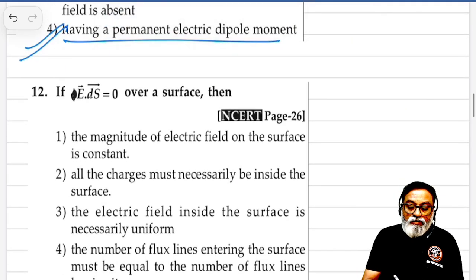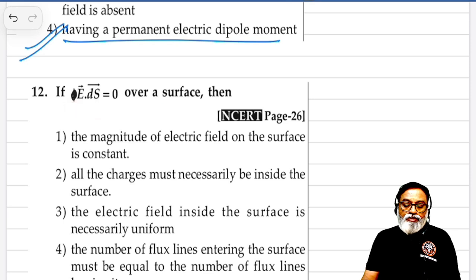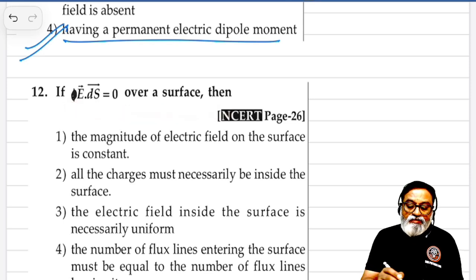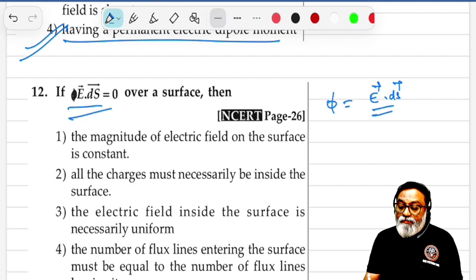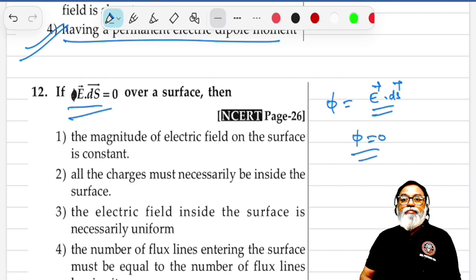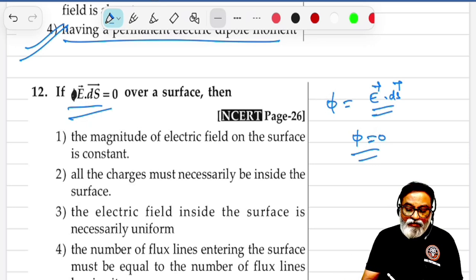Next, the 12th one. If E bar dot ds bar is equal to 0 over the surface, E bar dot ds bar is nothing but flux. Flux is equal to E bar dot ds bar. Therefore, E bar dot ds bar being 0 means flux is equal to 0. Flux 0 means the number of lines entering is equal to the number of lines leaving. Therefore, the fourth one is correct.